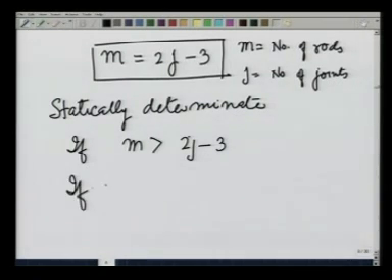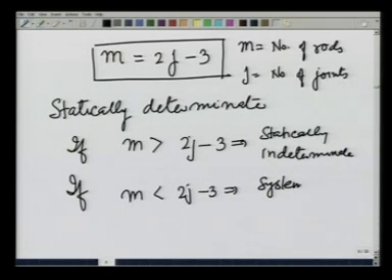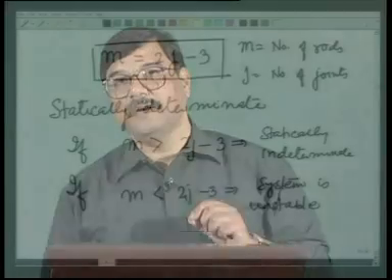If, on the other hand, so this is statically indeterminate. On the other hand, if m is less than 2j minus 3, then the system is unstable. I have not provided enough constraints or enough members or rods to provide enough forces to keep the system in equilibrium, and therefore, the system may collapse.